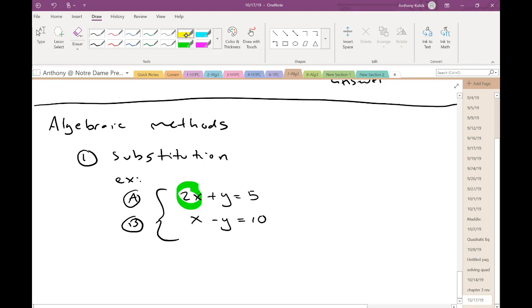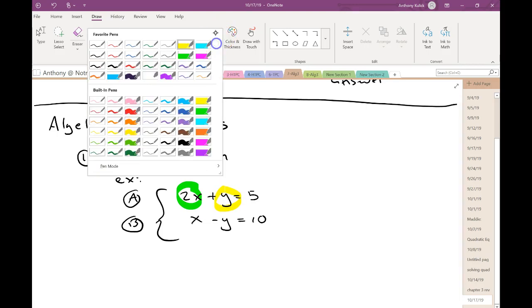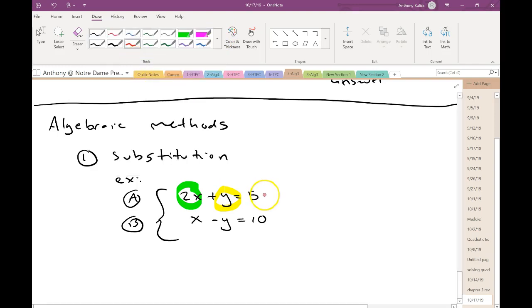Okay. So if we're not going to pick the 2x, which one do you want to pick? Y. From which equation? A or B? A. Okay. Perfectly reasonable response. So, to get the y by itself, what am I going to do? Subtract 2x from both sides, right? Everybody's okay with that?